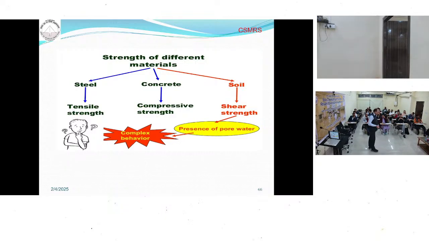Now the question arises: how do you find out over consolidated soils? For over consolidated soil, the OCR should be greater than 1. Sorry, greater than 1. For that you have to calculate the pressure.